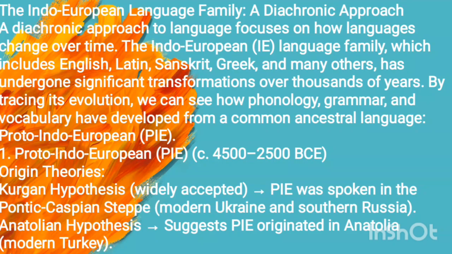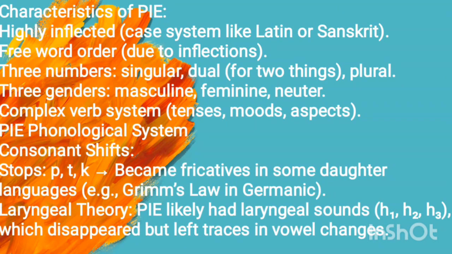Anatolian hypothesis: it proposes PIE originated in Anatolia, that is modern Turkey. Now the characteristics of PIE. It is highly inflected and used case endings like Latin and Sanskrit. It has a flexible word order that is due to inflection.